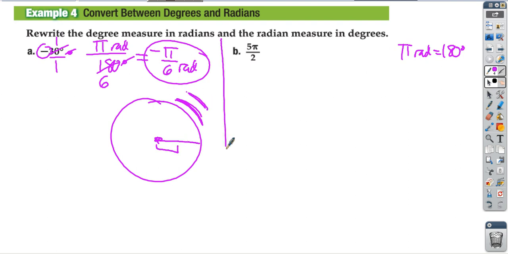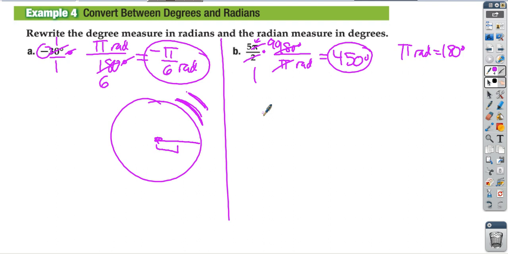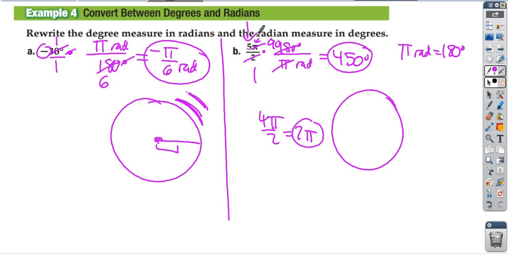Okay, this one is in radians right now. We can tell because of the pi. So because I want to cancel it out, I'm going to put the radians on the bottom, because radians are on top right there, and degrees on the top. The pi's will cancel. 2 goes into itself once, and it goes into that 90 times. And 5 times 90 is 450 degrees. So that's more than a full rotation. Remember, 4 pi over 2, that's the same as 2 pi. And remember, 2 pi is all the way around a circle. So this is going more than a full rotation around the circle. And that makes sense, because 450 is more than a full rotation.